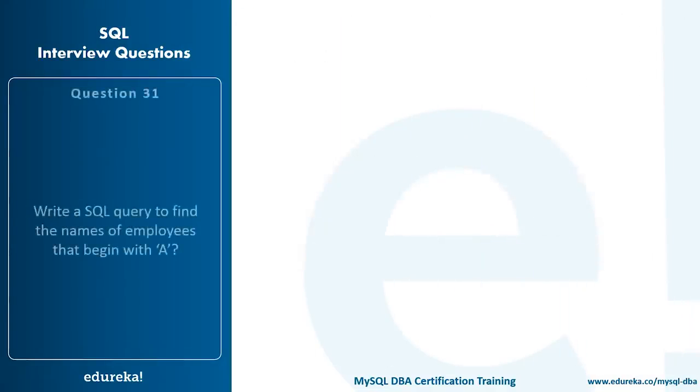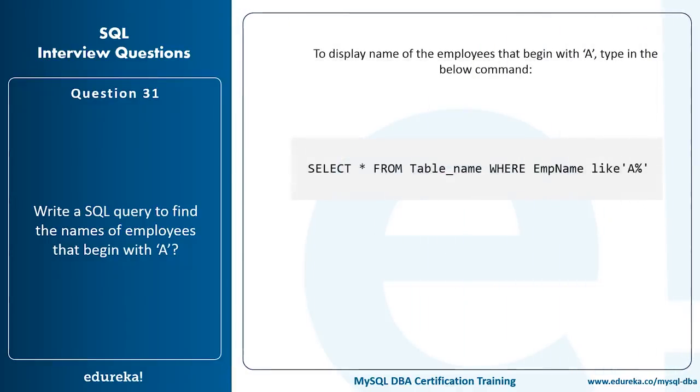Now let's move forward to our next question, that is, write a SQL query to find the names of employees that begin with the alphabet A. To display the names of employees that begin with A, you can type in a command like select star from table name where you mention your table name, where employee name, because I'm considering an employee table in the scenario, like 'A%' in quotes. When I say A%, all those names starting with A and having any letters or any characters after that would be selected. So guys, that's how you can write a query to find the names of employees that begin with A.